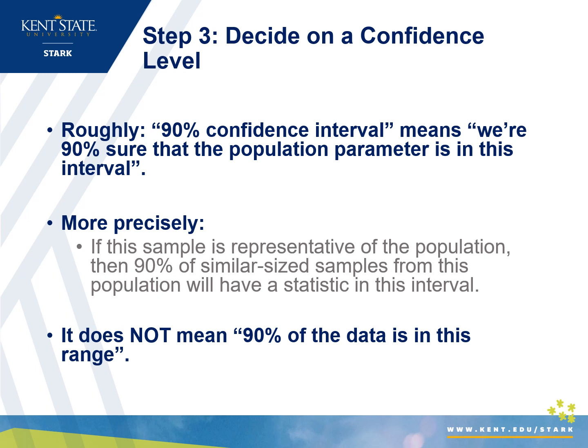Now we have our point estimate in hand, so we need to figure out what the range around it should be. That's where step 3 comes in. We need to choose our confidence level. Roughly speaking, a 90% confidence interval means that we're 90% sure that the population parameter, that is either the mean or the proportion, is in this interval. More precisely, it means that if this sample is representative of the population, then 90% of similar sized samples from the population will have a statistic in this interval. However, this precise definition is pretty unintuitive, so it's more common to hear the more intuitive version: there's a 90% chance the population parameter is in the interval.